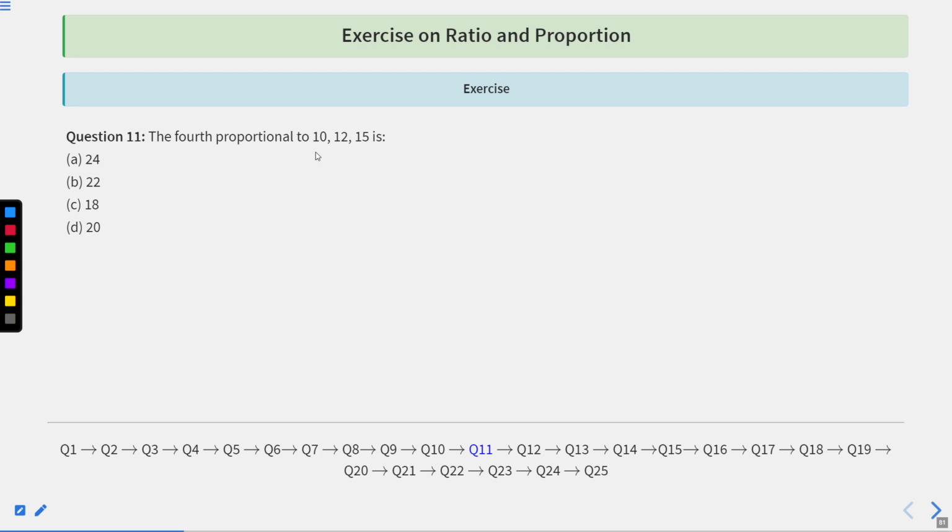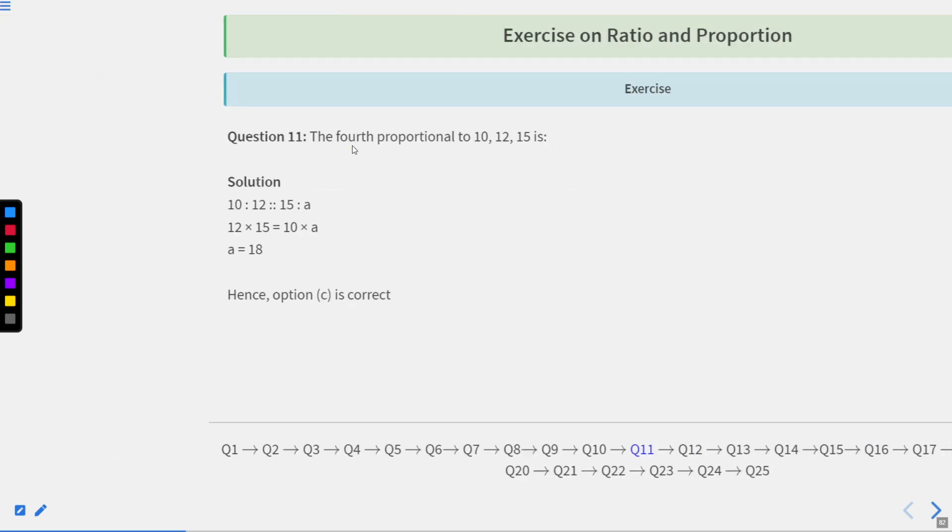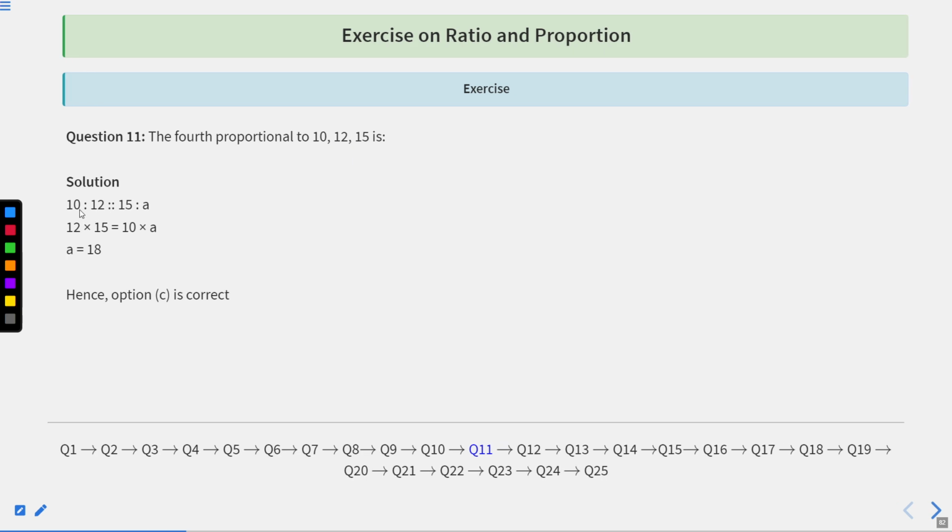The fourth proportional to 10, 12, 15 is. So 10 is to 12 as 15 is to A. So 12 into 15 is going to be equal to 10 into A. That means A is equal to 18. So the option correct here is C.